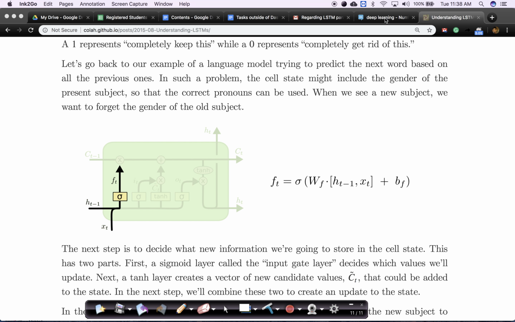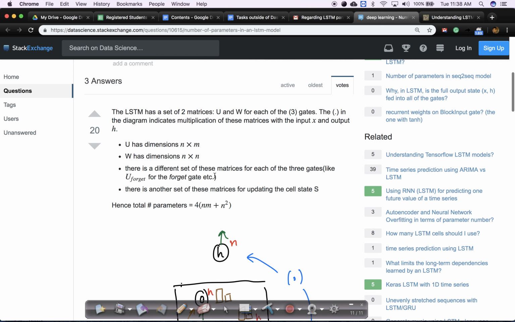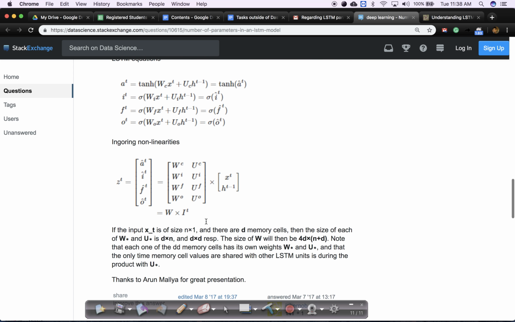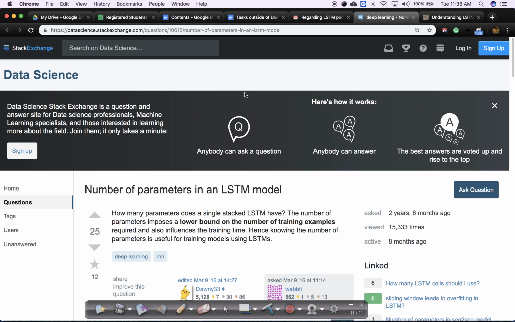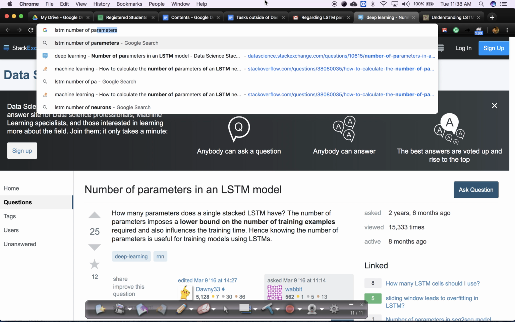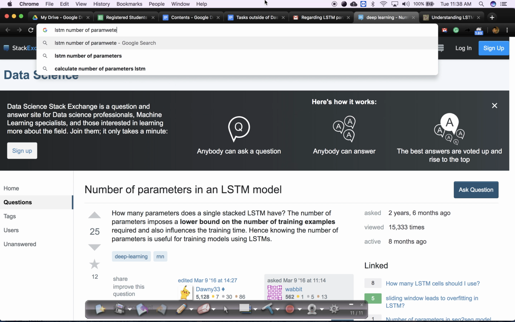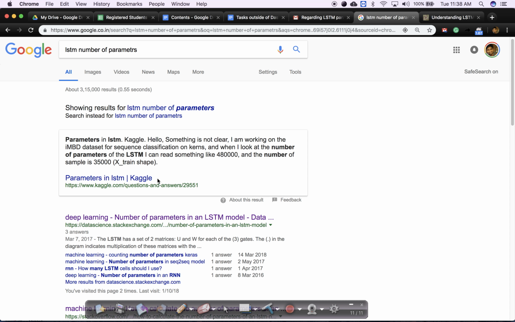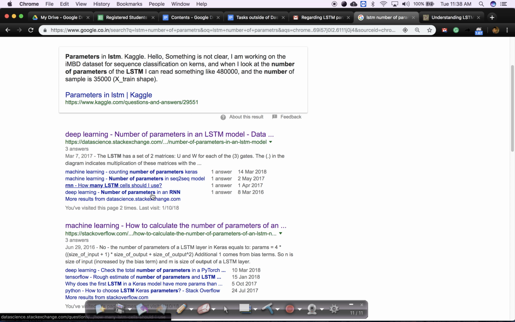There is a very nice example that I came across. Okay, let me look it up. All this is slightly complicated. There is a very nice question that was asked, so let me just Google search for it: LSTM number of parameters. Actually, there are many answers for this, but none of them very convincing, and it takes a little while for you to get used to it, frankly speaking. So let's look at it.